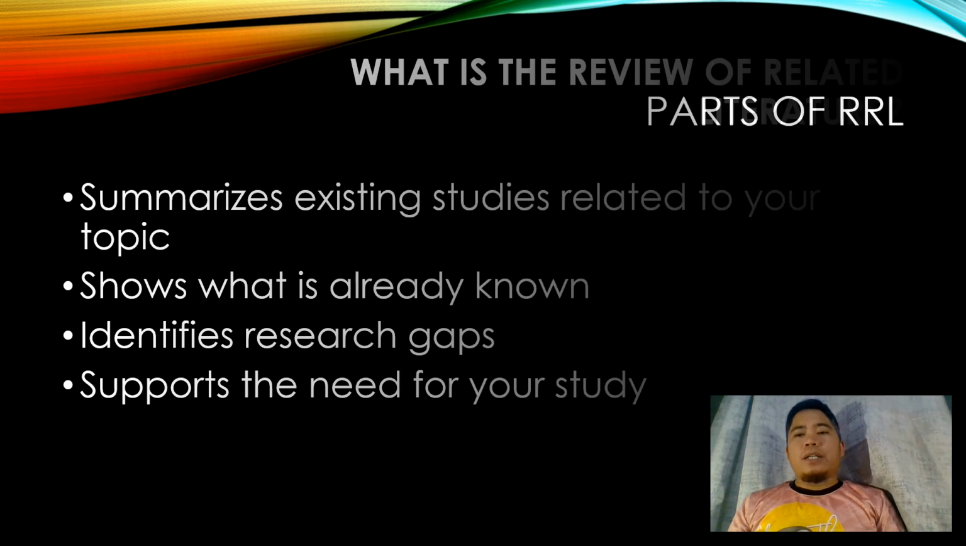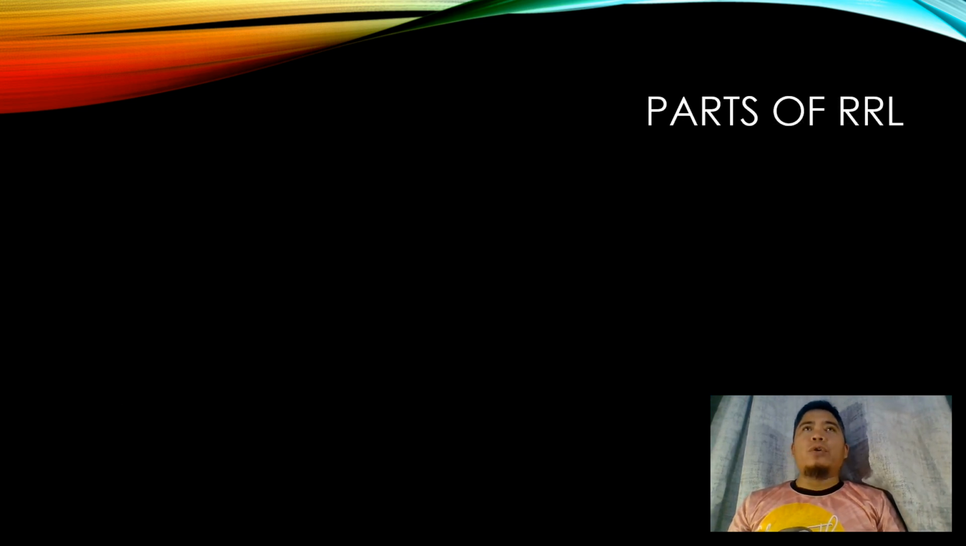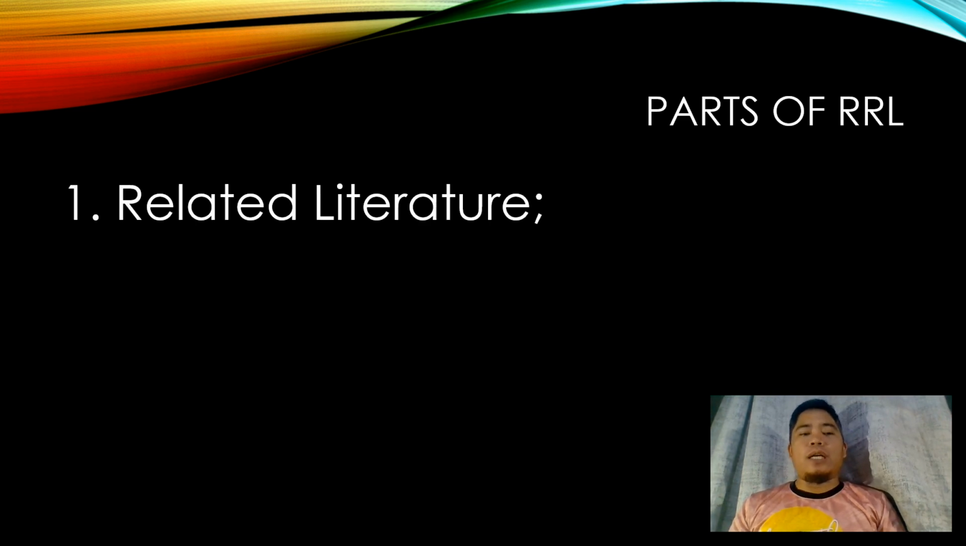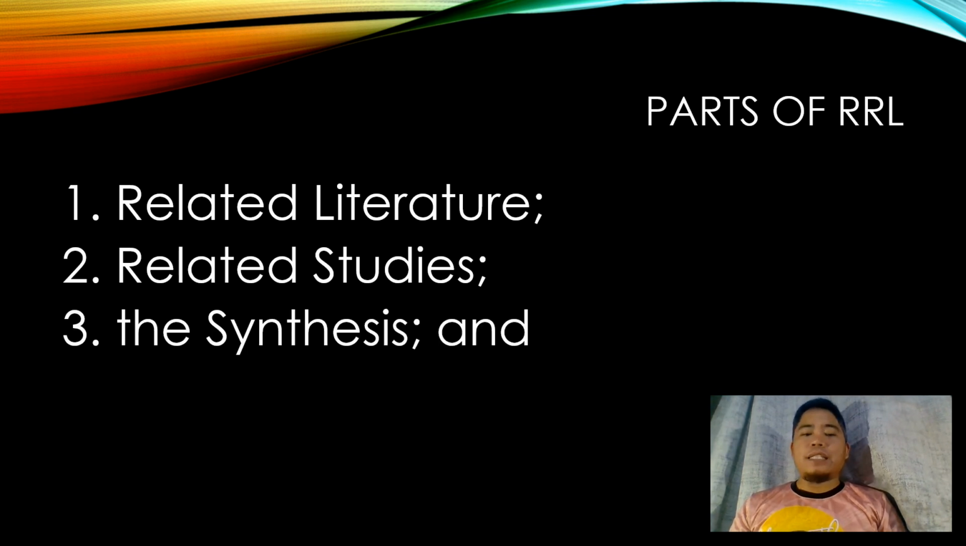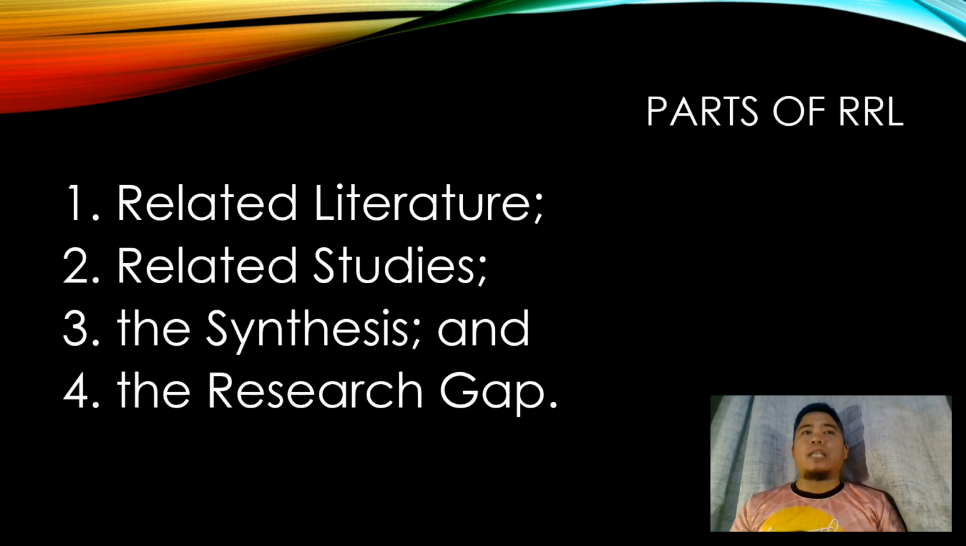And what are the parts of our review of related literature? Specifically, Chapter 2 aims to help readers understand the key concepts and theories, examine previous studies, and see how our research is different or builds upon past findings. So it includes related literature, related studies, the synthesis, and the research gap.